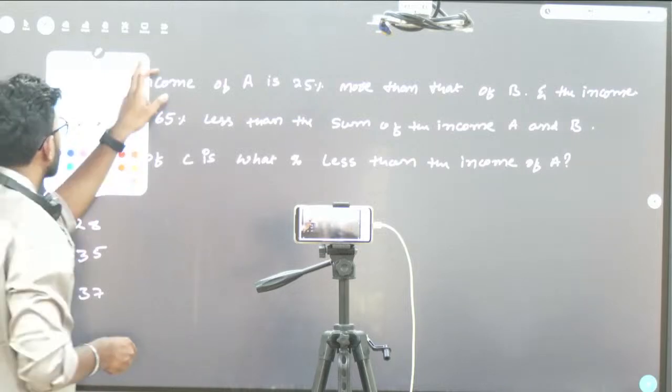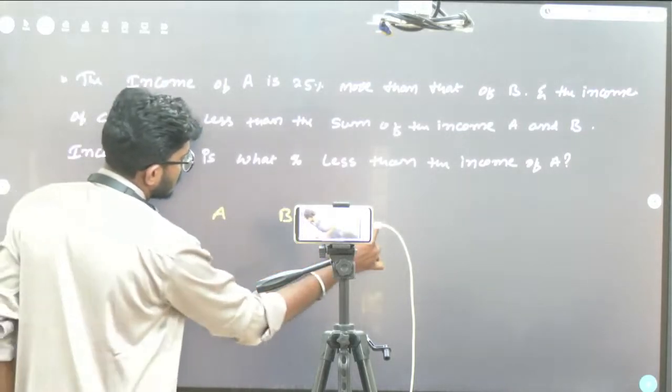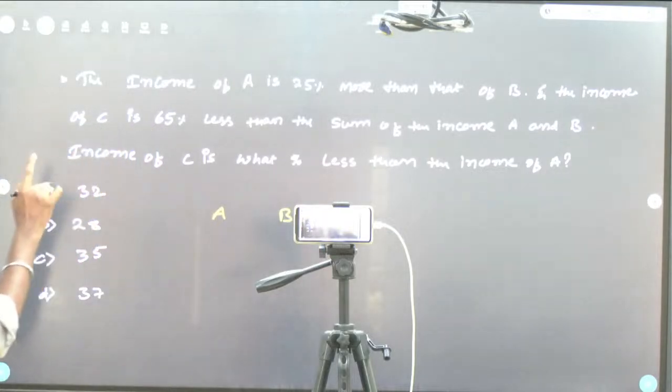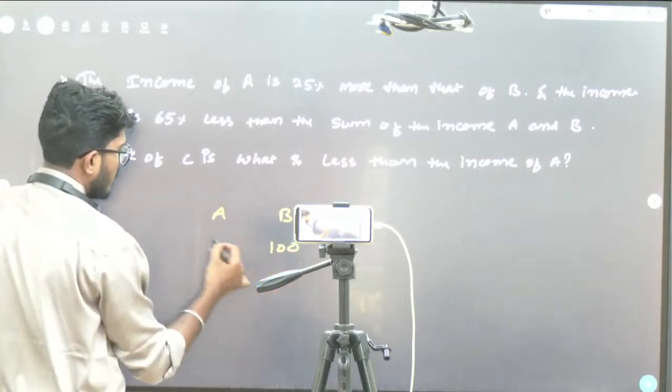A, B, C, three numbers are given, right? Only three numbers given here. Now see, the income of A is 25% more than B. If B is 100%, then A should be 125. So B is 100, A should be 125.